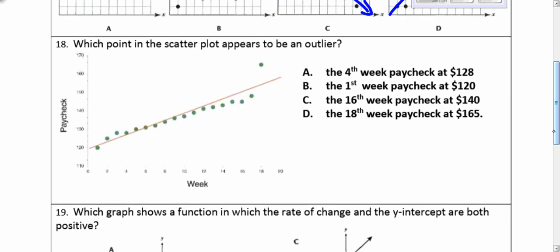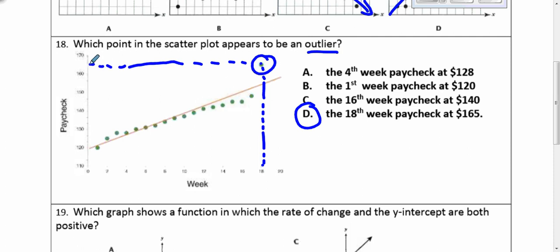Which point in the scatter plot appears to be an outlier? An outlier stands out from the rest of the data. There it is right here. Okay, that's at the 18th week of the paycheck, 165. So here's the 18. We're going to go up, and there it is, and it's around $165. So D is your answer.